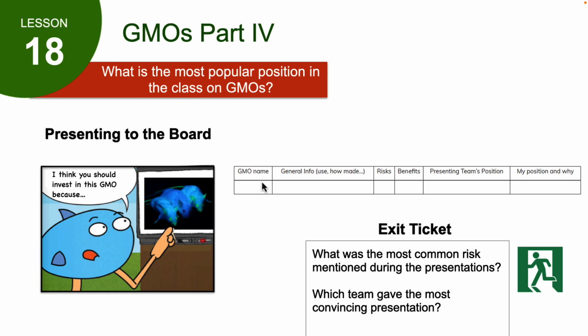In order to make that decision, they need to take notes on each GMO, including the risks and the benefits, the team's position, and their own thoughts. After each team has presented, students turn in an exit ticket with their ultimate decision. What was the most common risk mentioned during the presentations, and which team gave the most convincing presentation?